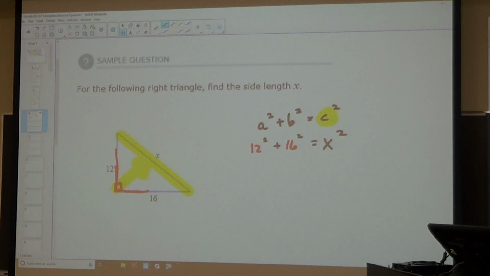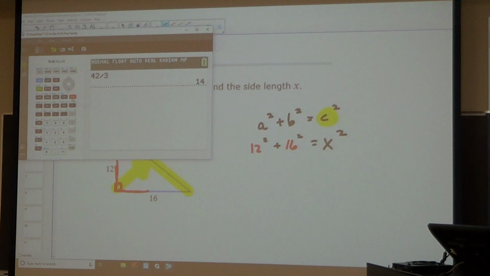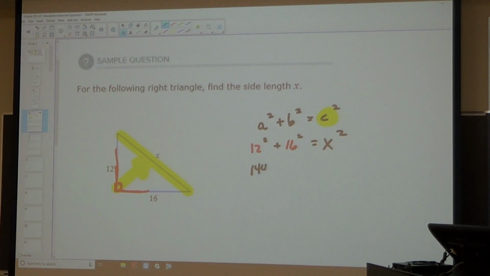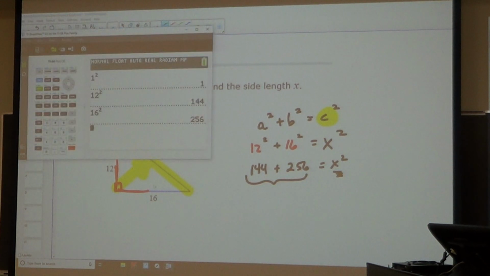Okay, I go to my calculator and I figure out what is 12 squared, not 1 squared. It's 144, and then the other one is 16 squared. It's 256. So 144 plus 256 equals x squared. Now, what do I do to the 144 and the 256? Do I add them or subtract them? Add them together. They're on the same side and x is by itself. So you add when they're on the same side, and you subtract when it's on each side.